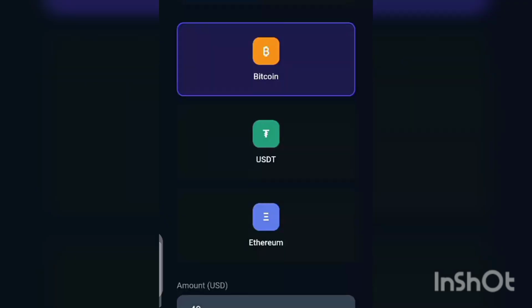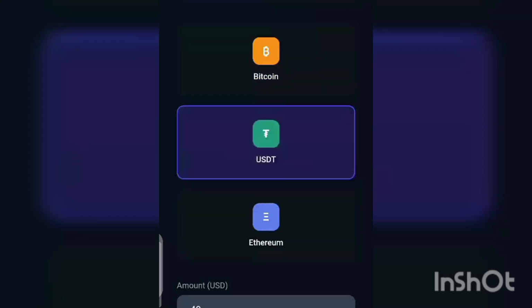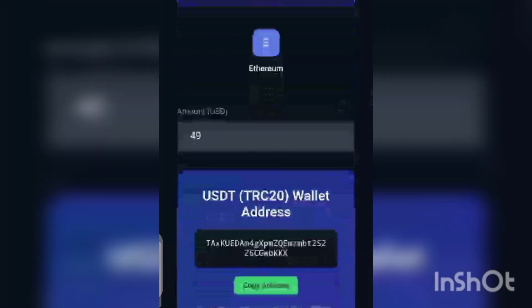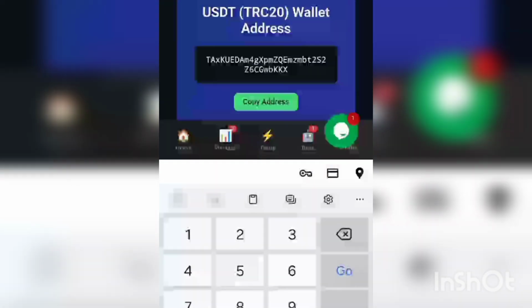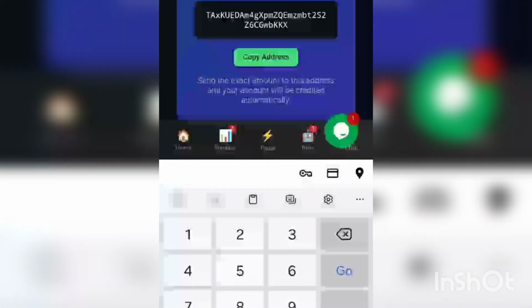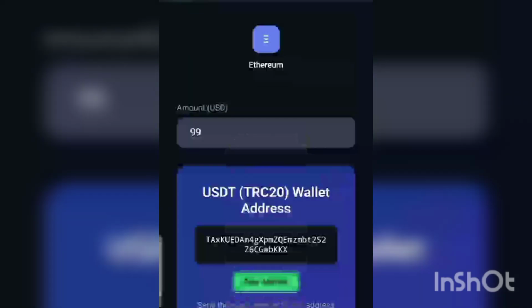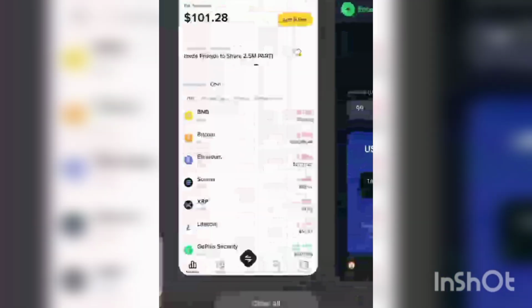In the next 7 to 8 minutes of your time, you're really gonna understand how this actually works and how you can start making money. This is crypto 2026. You need to be making money in this month of March. If you take this update serious, you're really gonna be making a whole lot of money. Since I've selected USDT, I'm going to be inputting 99 USDT, since I have 101 USDT, and as you can see, I've copied my USDT TRC20 address.